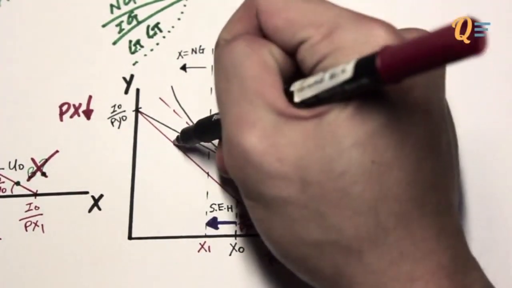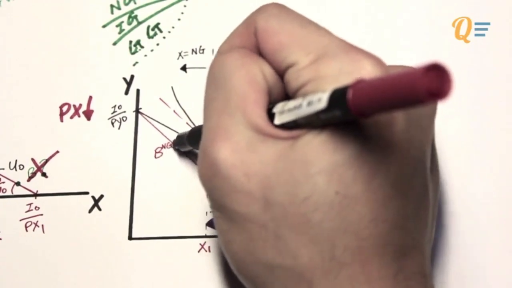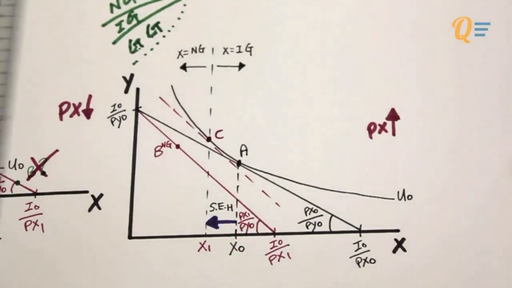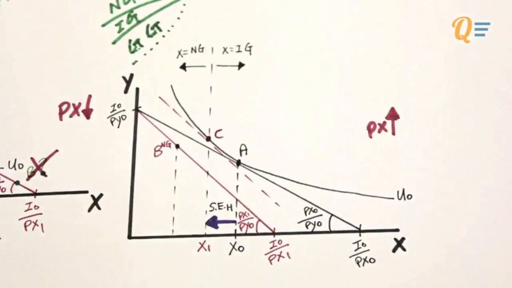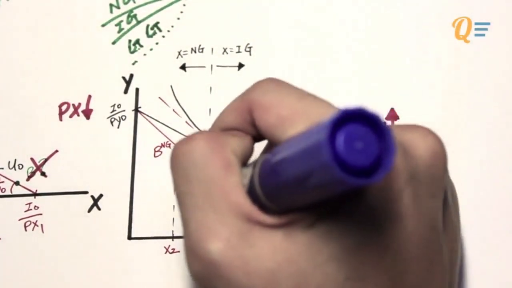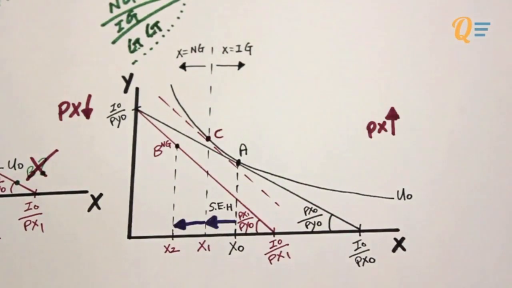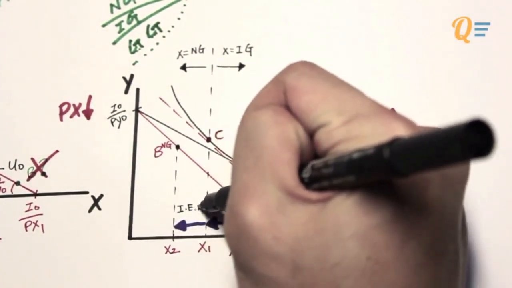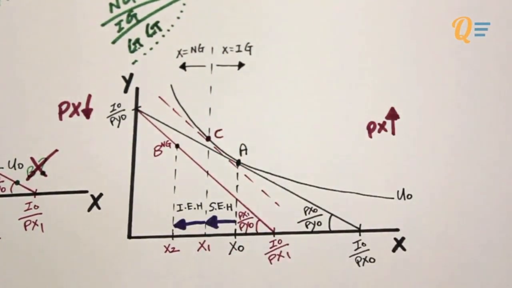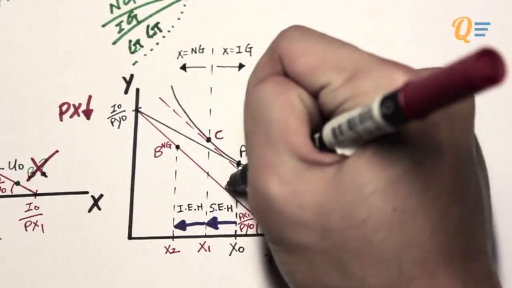So it really depends where point B is going to be. So if let's say point B is here, which makes X a normal good, I'm just going to draw my income effect. As you can see, there we go. So I'm going to label this as IEH. So I've got the income effect for the Hicksian definition of real income for a normal good.